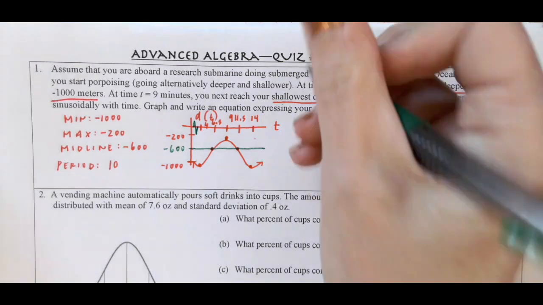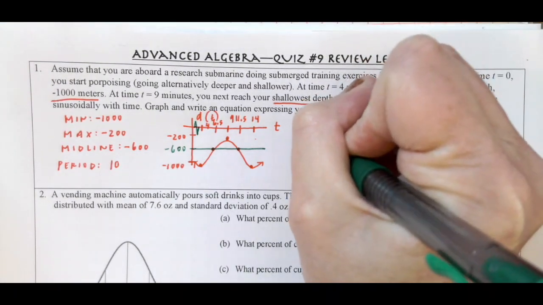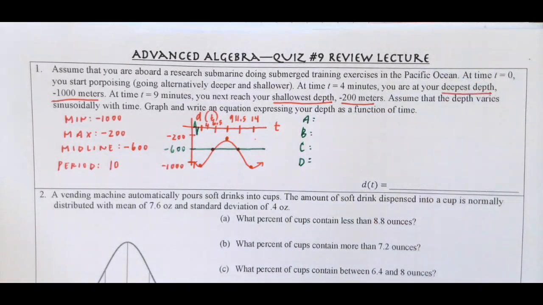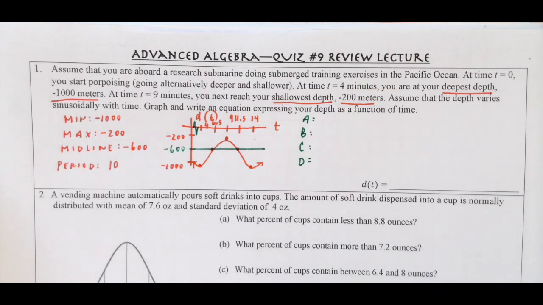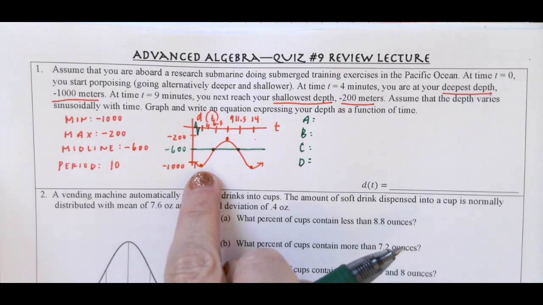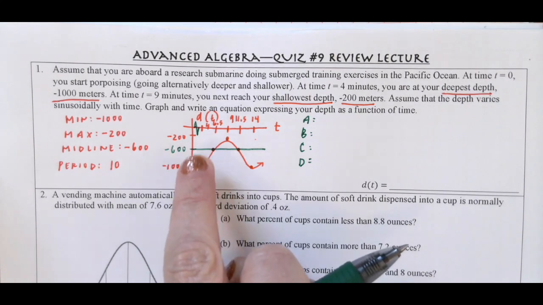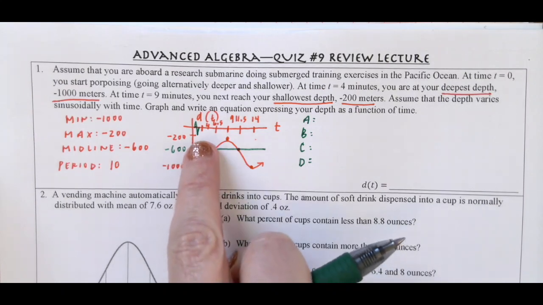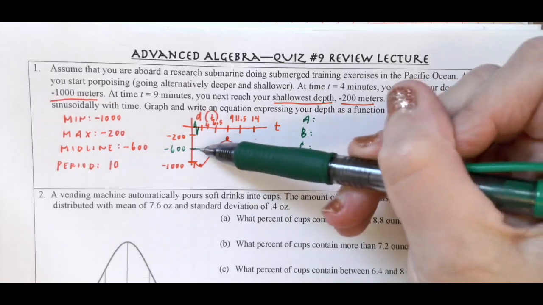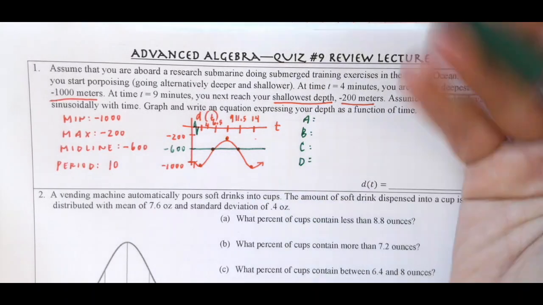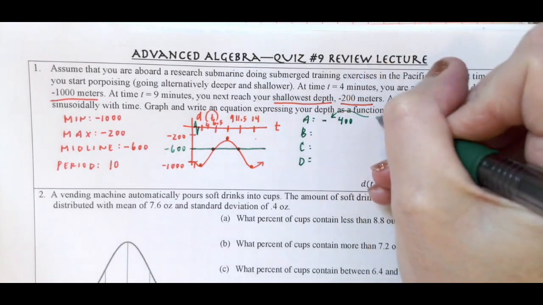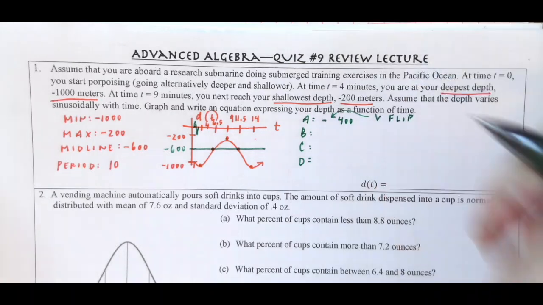Then if I list out A, B, C, and D. For A, it depends on how you view it. If I view this as cosine, let's say I focus on this point right here. I would need to flip it. I see that the distance from my midline to a min or to a max is 400. So I would say -400. That negative is because of the vertical flip.